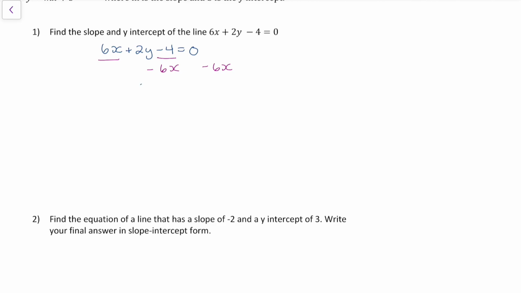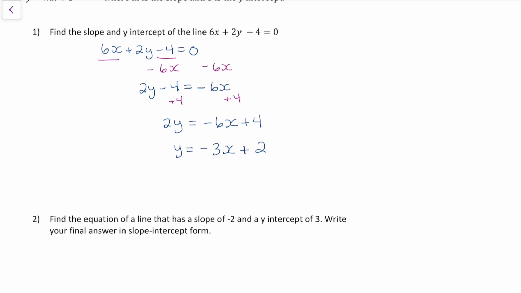So we get 2y minus 4 equals minus 6x. And then I'm going to add 4 to get rid of it on the left-hand side. And finally, my y is not quite by itself yet. I need to divide by 2. So I'm going to divide everything by 2, so I get y equals minus 3x plus 2. Make sure we're dividing everything on that side by 2.